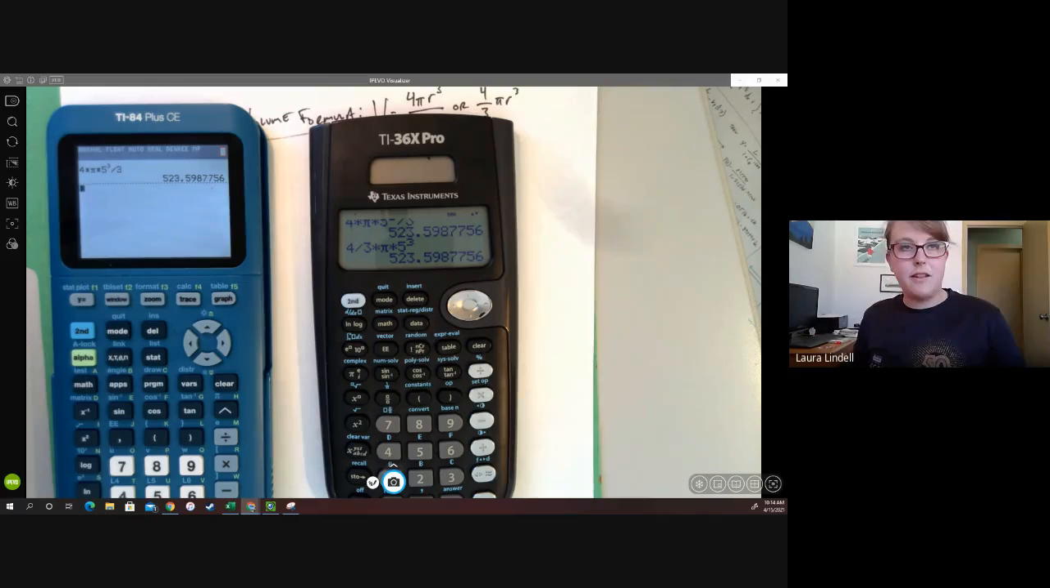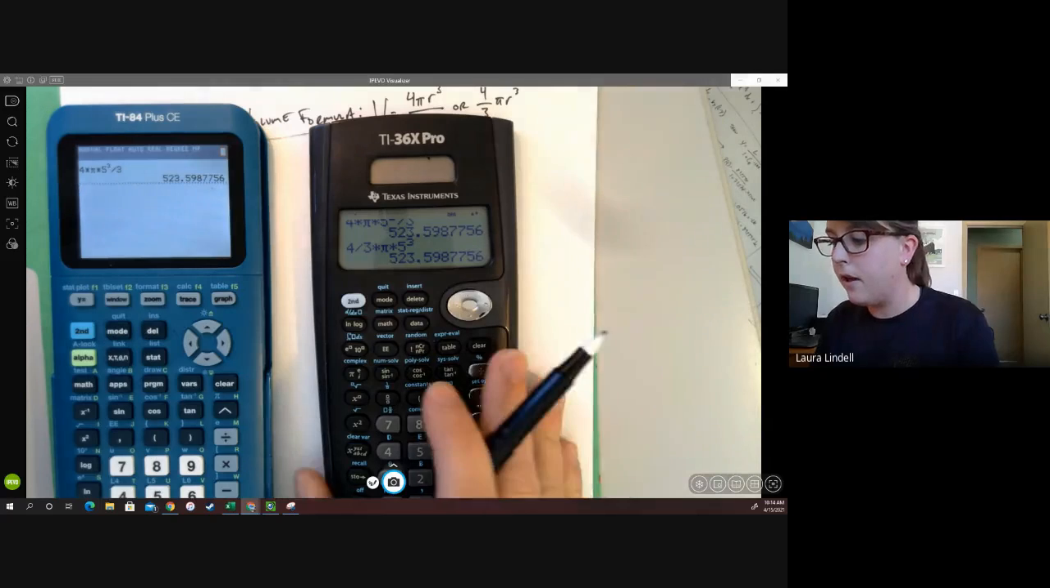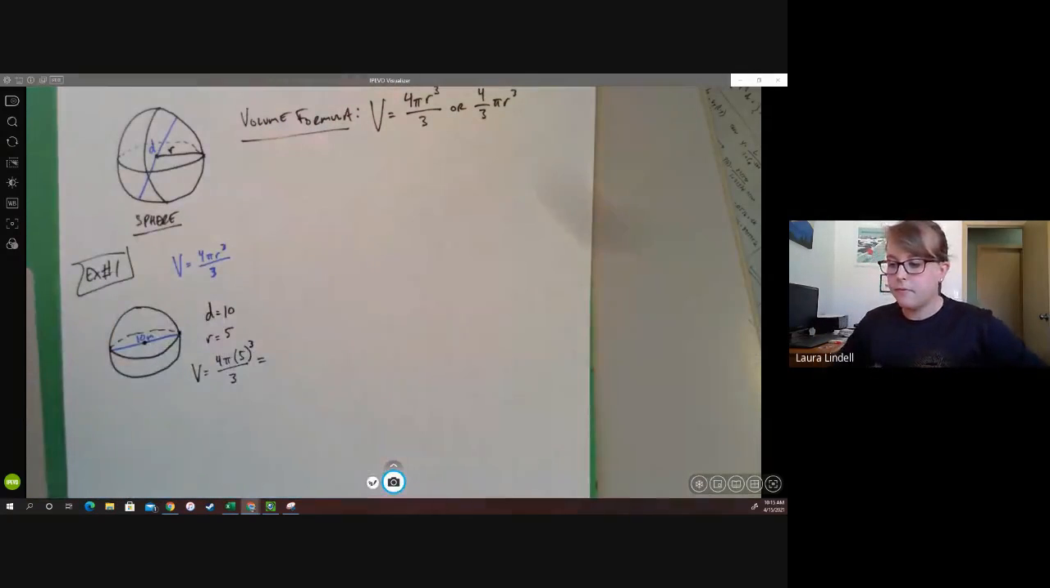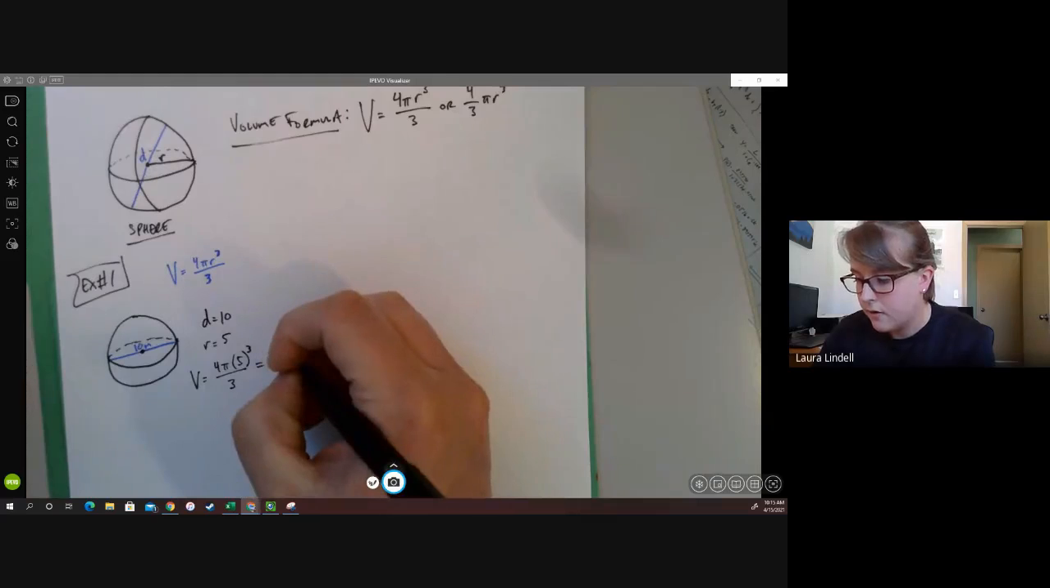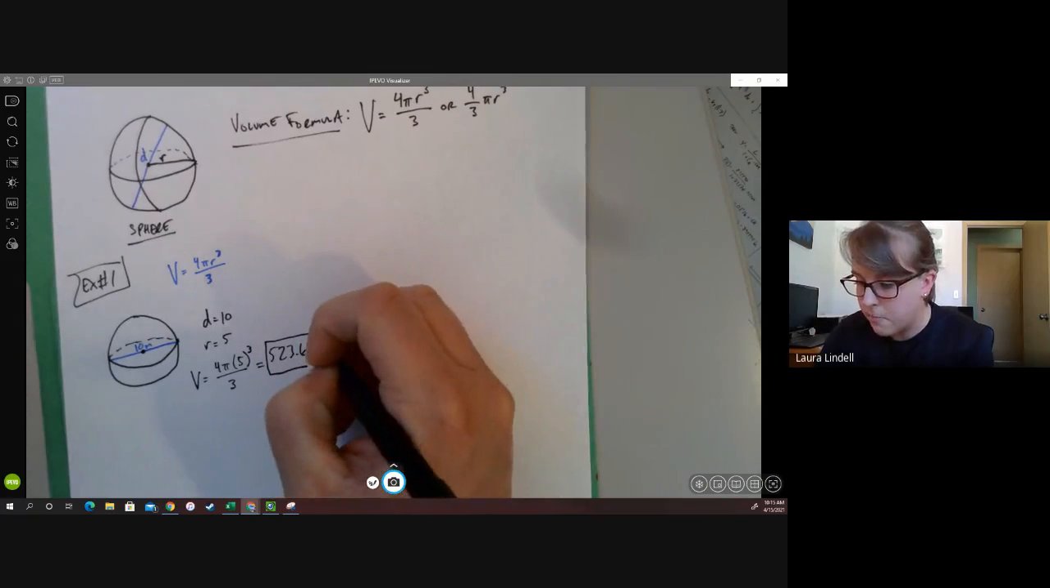Our answer in this case, even if we round to the nearest hundredth, would still be 523.6. And this would be cubic meters.